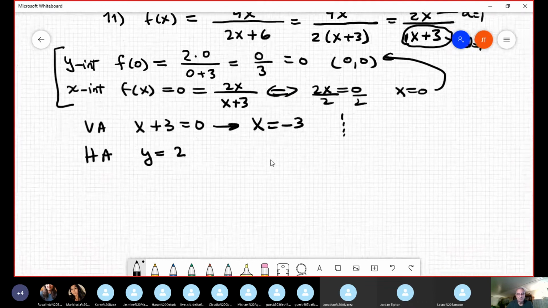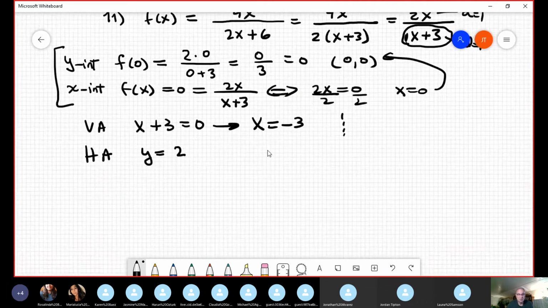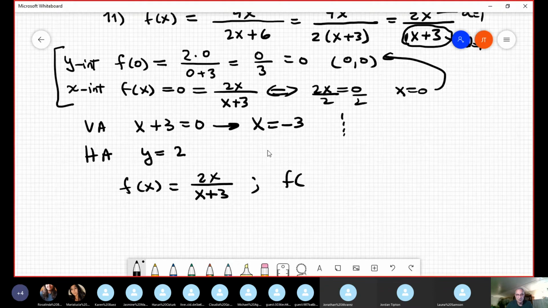Okay. Symmetry. I suppose that we have no symmetry. Why not? Because the function is f of x equal to 2x over x plus 3. When you replace x with negative x to make a reflection, we have minus 2x over minus x plus 3. This is not identical, and not totally the opposite sign. So it is neither.